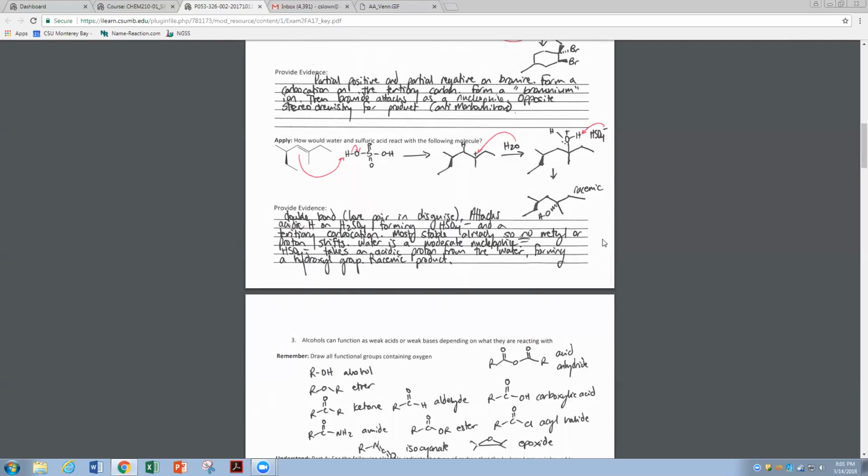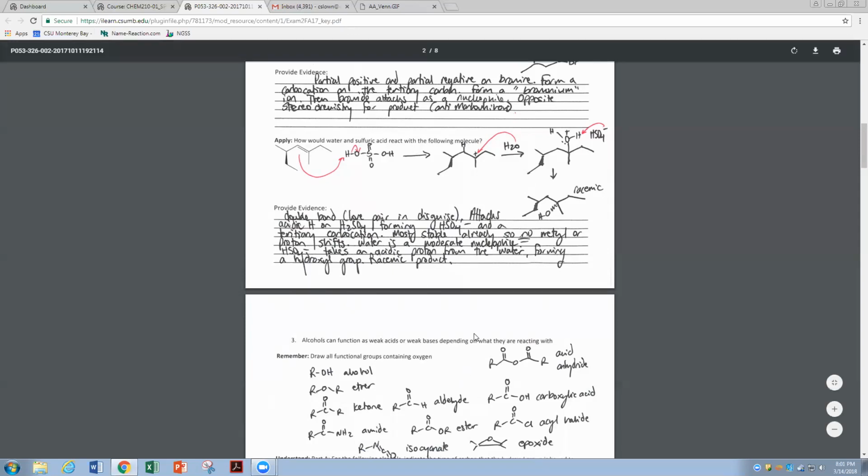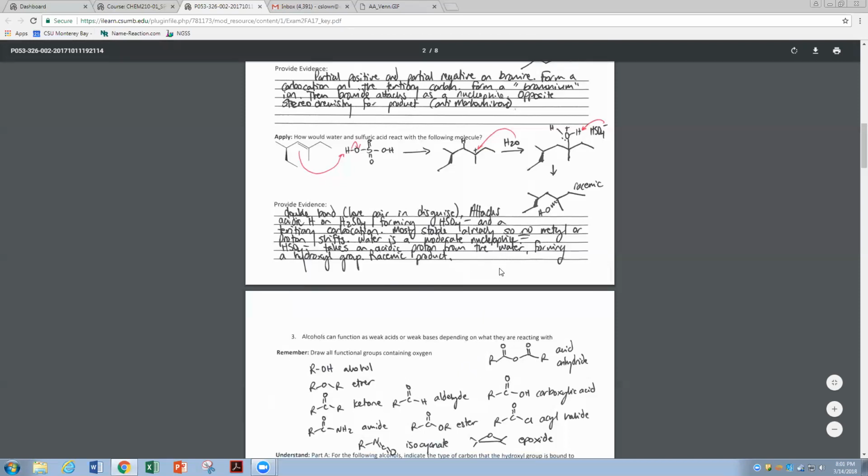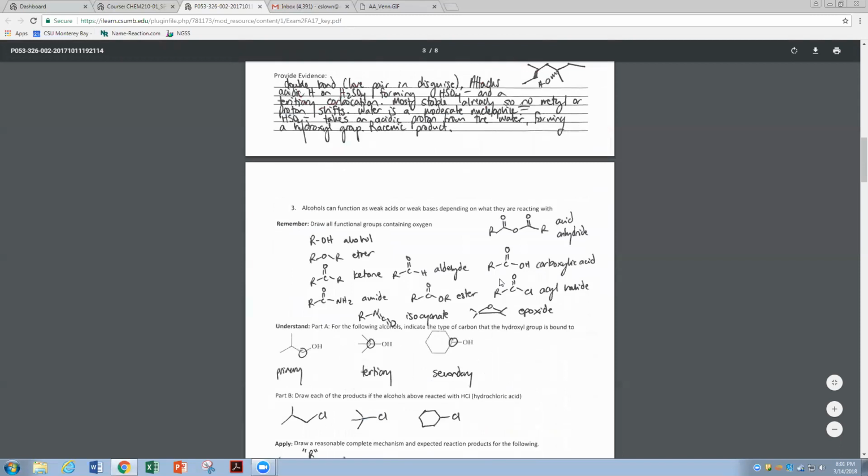Water is a moderate nucleophile. And then my HSO4- is a conjugate base, takes this acidic proton from the water and forms a hydroxyl group. Note, I want to make sure that I identify that it's a racemic product. Just give me a second.